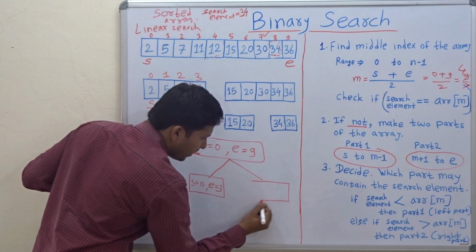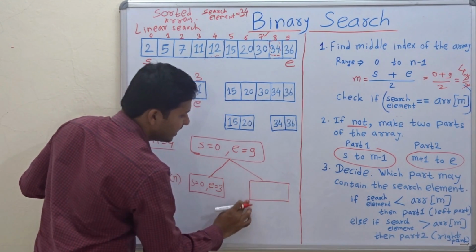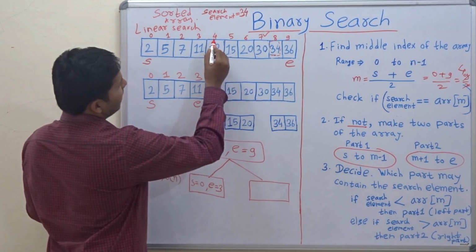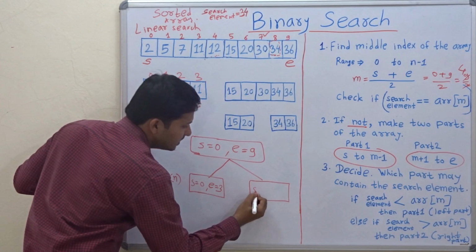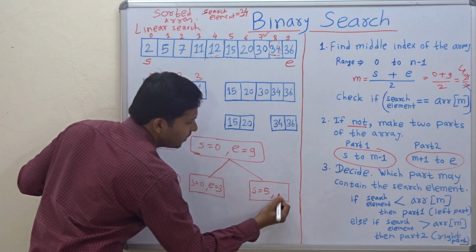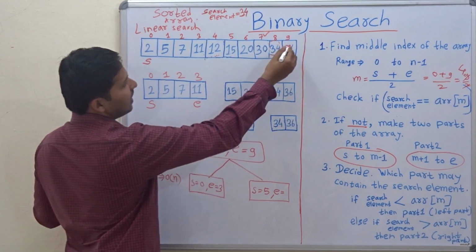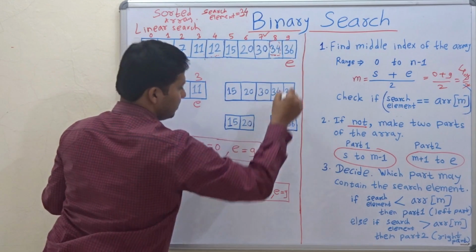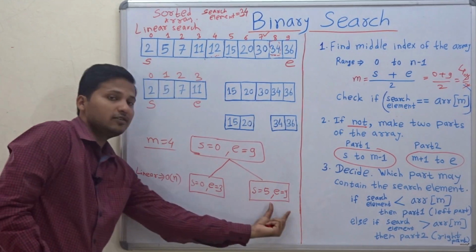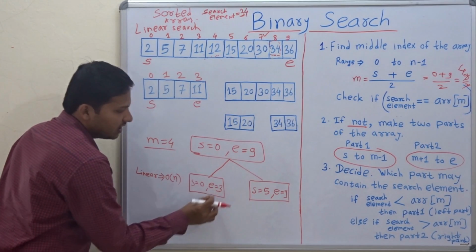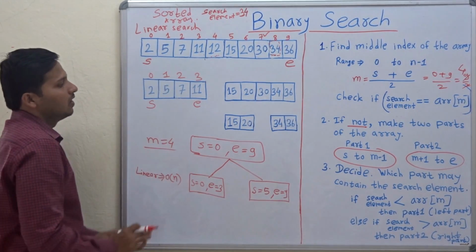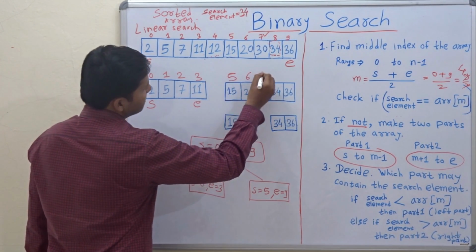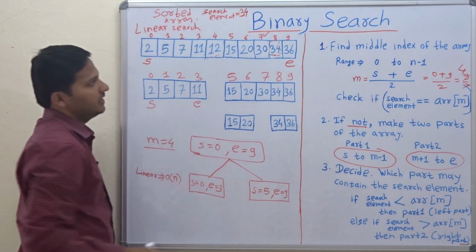And let's see the next part. The second part is m plus 1 to e. So this is the second part. m is 4, so m plus 1 is 5. So s equal to 5 up to the last index, that is 9. So m plus 1 to e, where e is 9. So these are the two parts, 0 to 3 and 5 to 9. Now let's give the indices here: 5, 6, 7, 8 and 9.